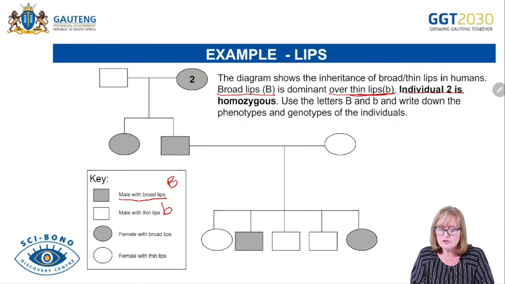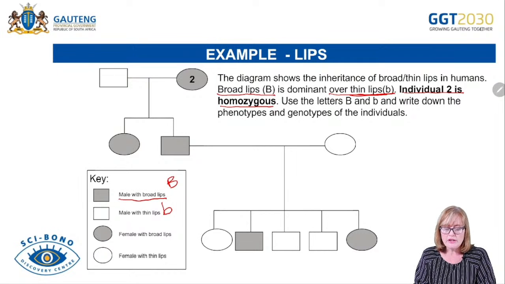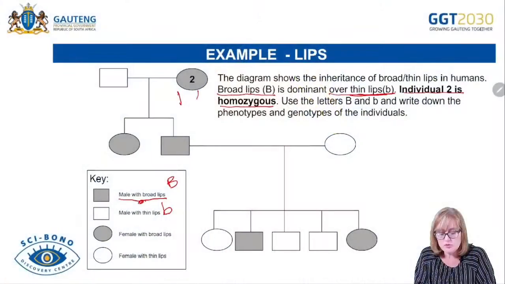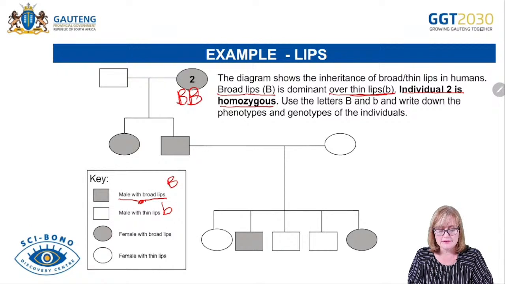And they're also telling you something different here. They're saying individual 2 is homozygous. Right, homozygous. Now, individual 2 is shaded. And if you look at the key, it is saying that if you shade it, you have broad lips. And broad lips is dominant. So this one will be then big B, because that's homozygous. That's what homozygous means. Right.